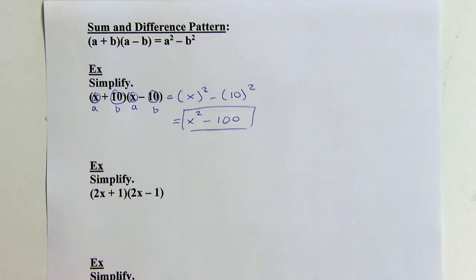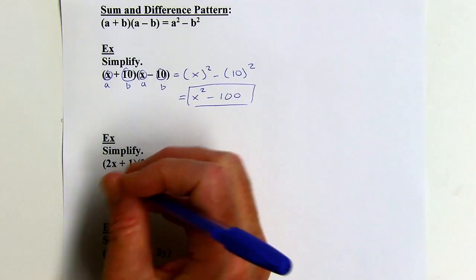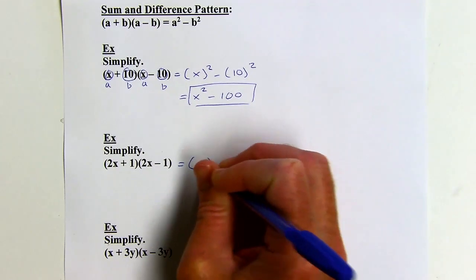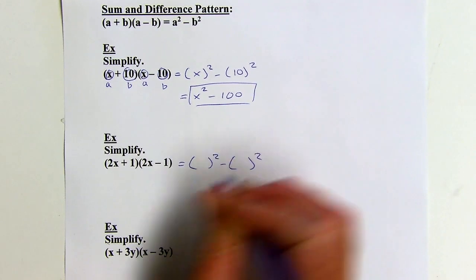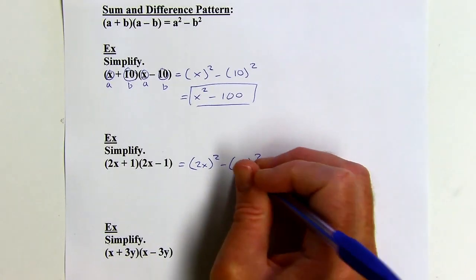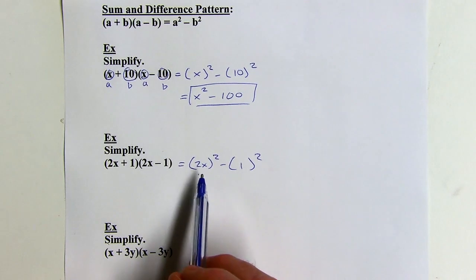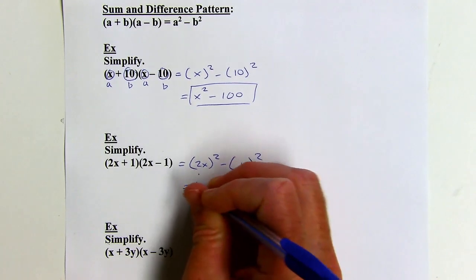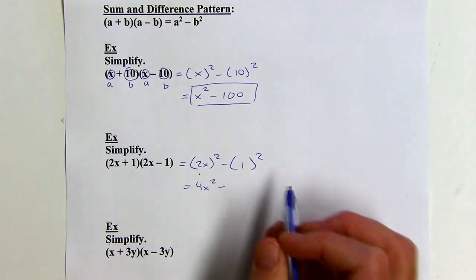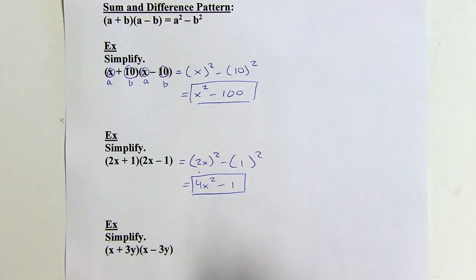Okay. All right, so let's try it out on these other two problems as well. So a squared minus b squared. So the a here is 2x, and the b is 1, positive 1. Okay, so really important to use parentheses, because you got to think 2x times 2x is 4x squared. Okay, and then 1 times 1 is 1. So 4x squared minus 1.